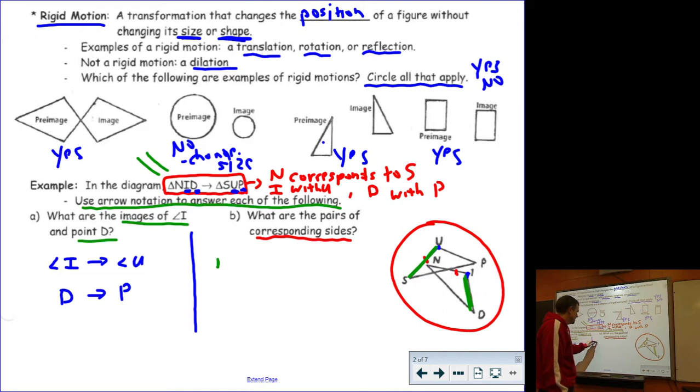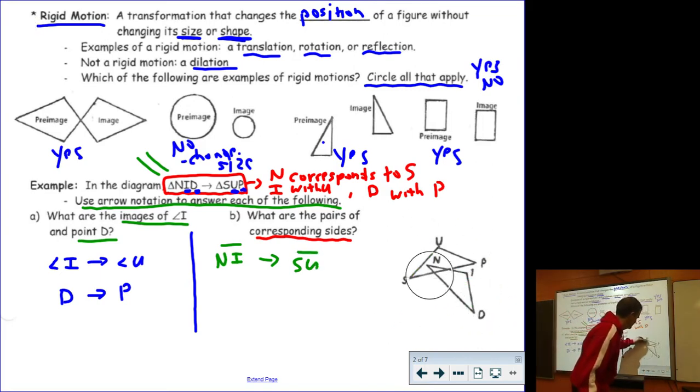I know that side NI must map onto, okay, again, since N and I are the first two letters, they must map onto side SU, the first two letters. Or in the picture, that means this side and this, oh man, so the board just went on me, right? So sad. All right, we're going to have to hang on just a sec.